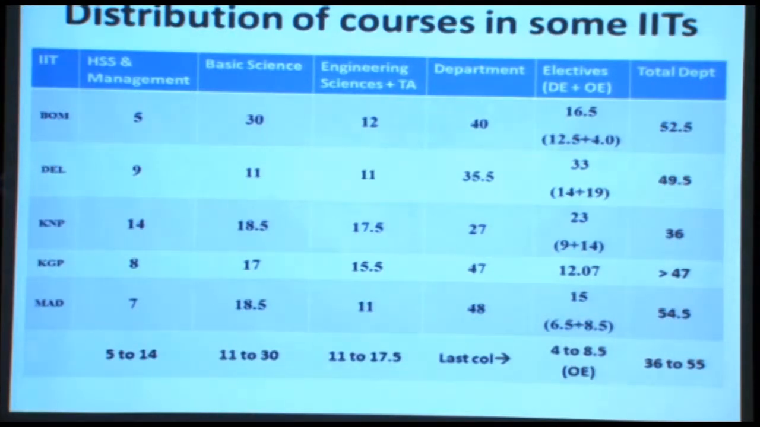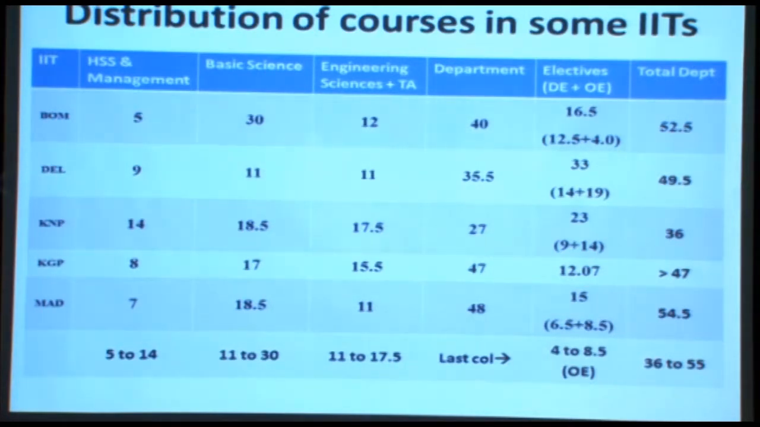So you can see out here very clearly that the ranges in terms of the HSS, that is the humanities and social sciences component, in terms of the total curriculum, out of 100%, okay, all of these are out of 100%, the total should come out to be 100. So it ranges anywhere from 5 to 14%. Okay, we have got places like Kanpur, which are very aggressive in having students take a lot of humanities and social sciences.